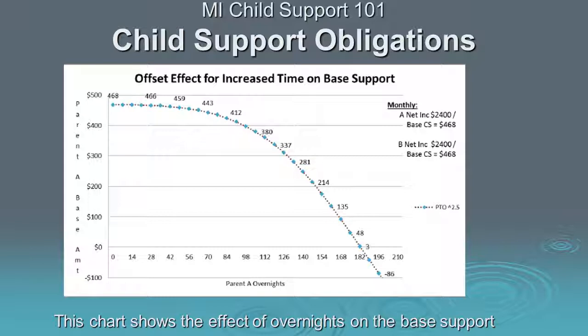The diagram shows parent A having an obligation of base support with no overnights of $468 per month, and decreases to $3 per month when parents share equal time. If the payer of support has 196 overnights, the recipient of support becomes the payer of support of $86 per month.